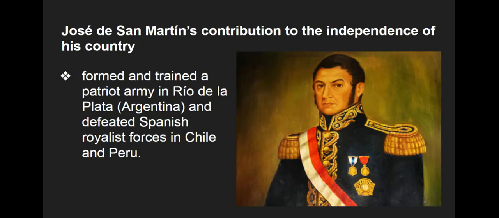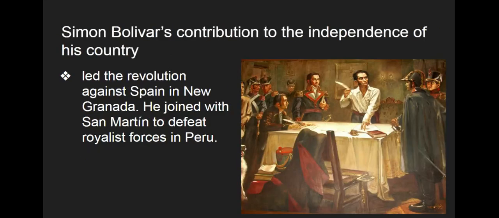Jose de San Martin's contribution to the independence of his country is that he formed and trained a patriot army in Rio de la Plata, now known as Argentina, and defeated Spanish royalist forces in Chile and Peru. Simon Bolivar's contribution to the independence of his country is that he led the revolution against Spain in New Granada, and he joined with San Martin to defeat royalist forces in Peru.